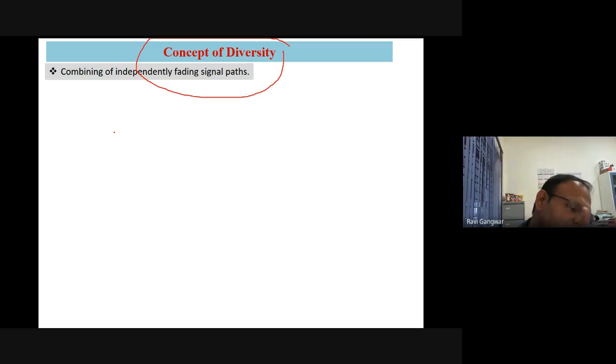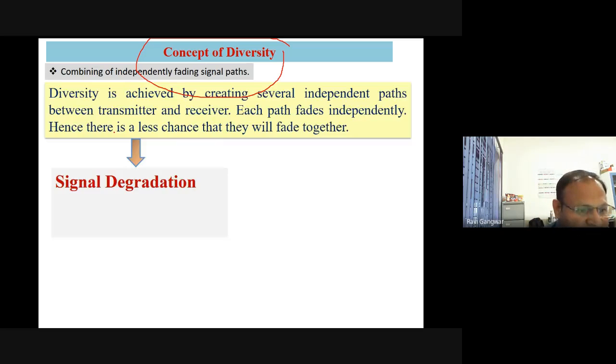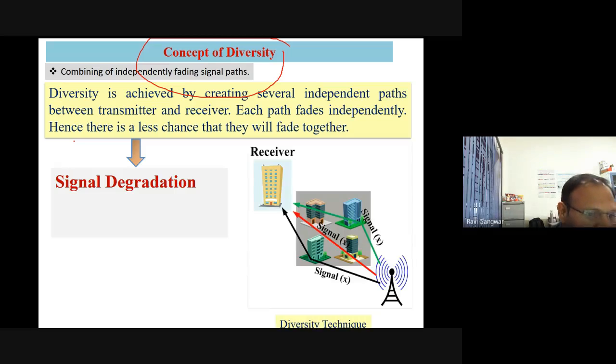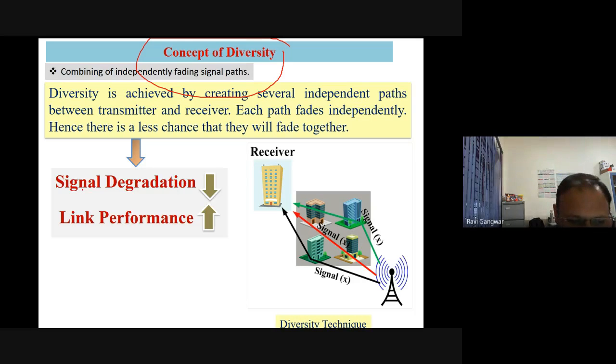So here you can see that the problem that is a major problem in the wireless system is converted here into a new path, giving us a new technology. That is basically the major concept of the MIMO system. So when we do this diversity analysis or diversity concept, our signal degradation is reduced and link performance is increased. That is basically the major advantage of this concept of diversity.